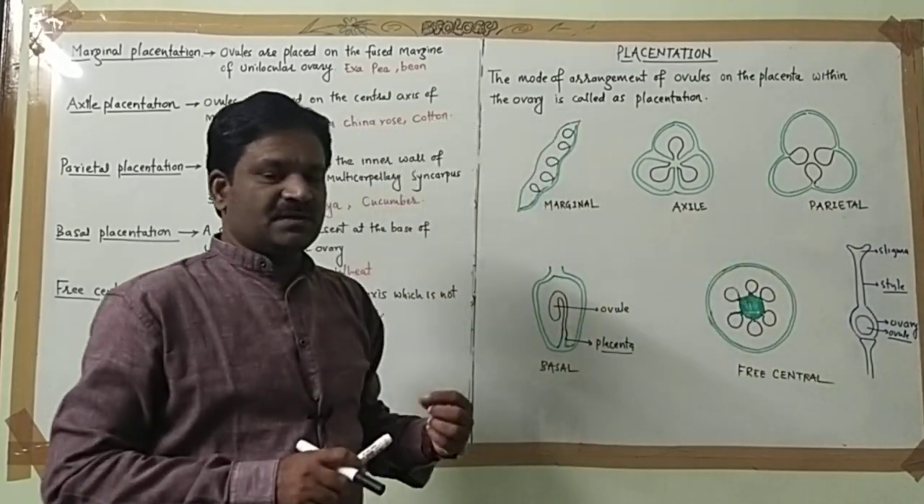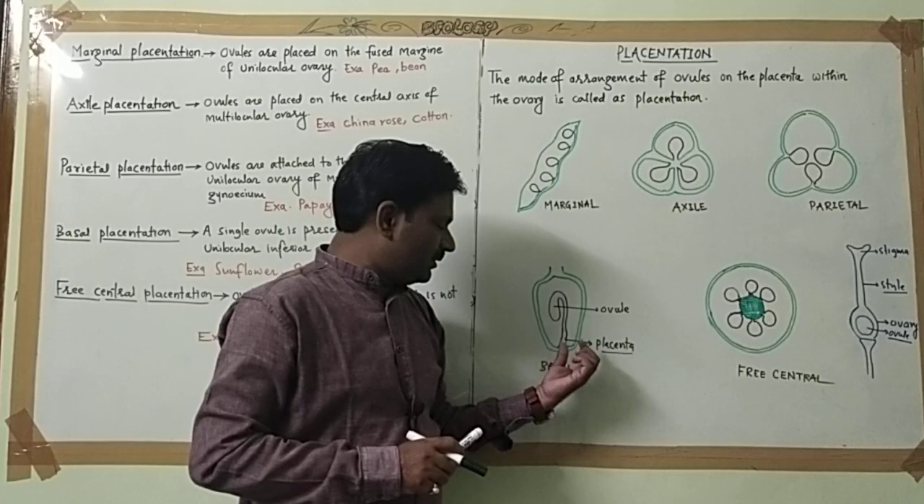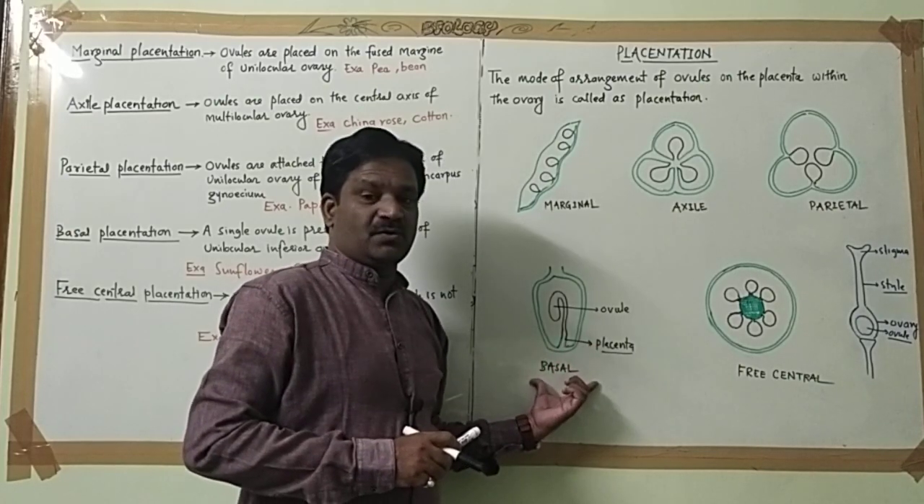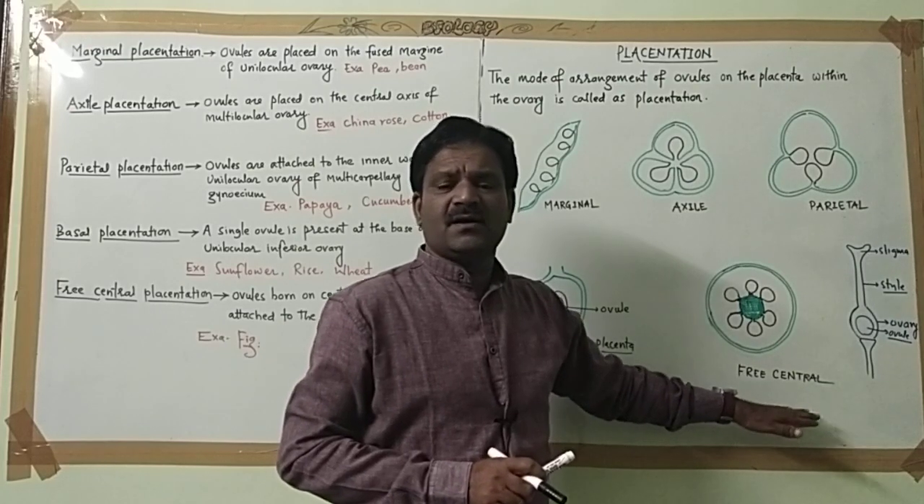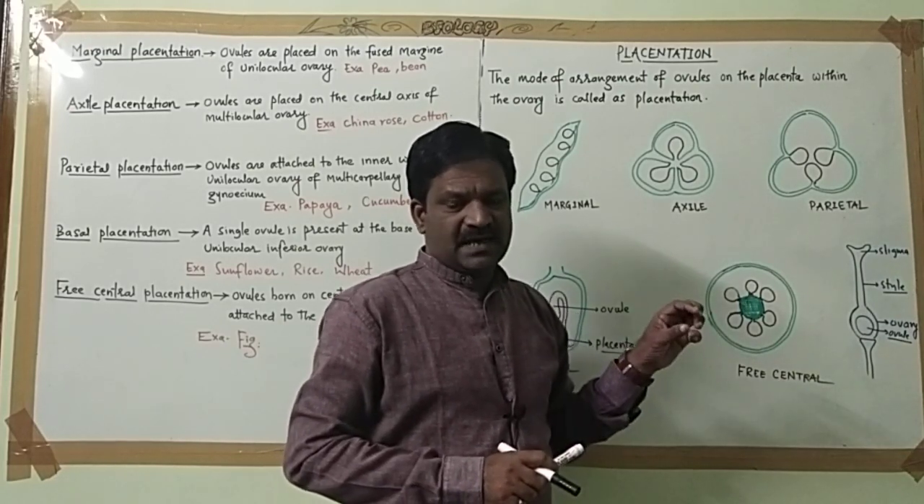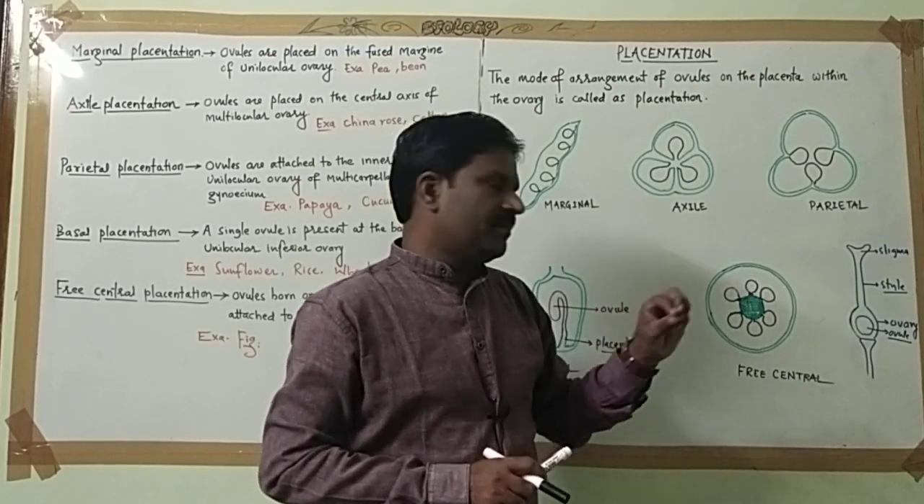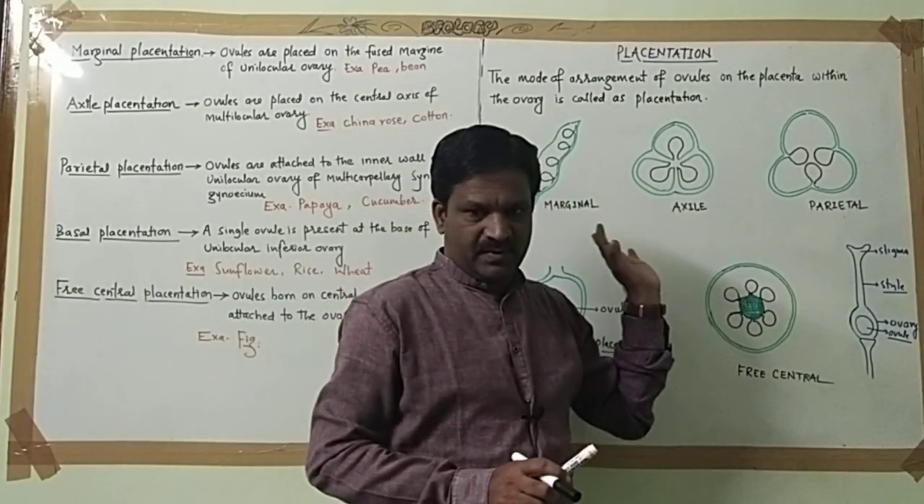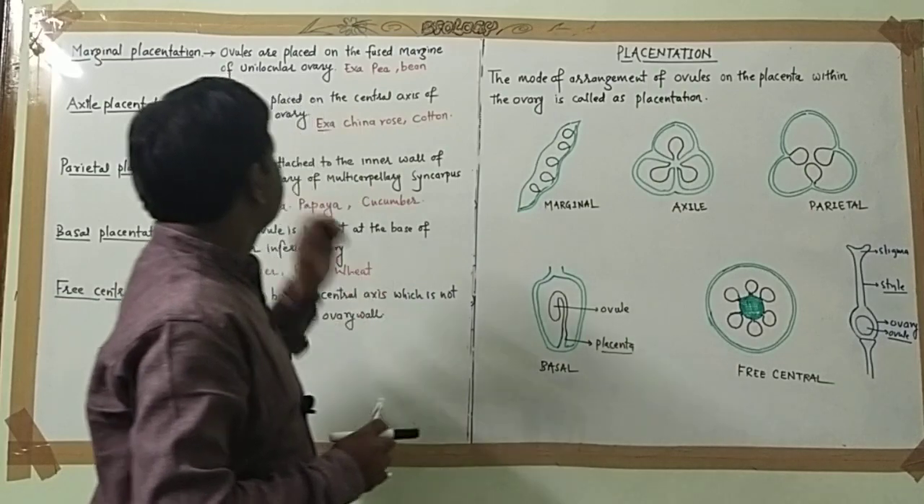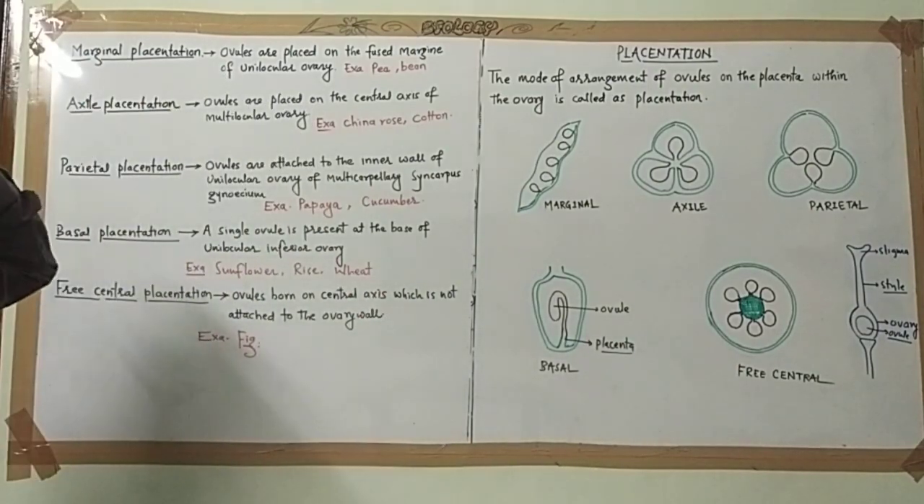If the ovule is arising from the base of the ovary, then basal placentation. Here is the free central. Free central means the ovules are arising from the central axis, but that central axis is not connected with the ovary wall. Now see marginal placentation.